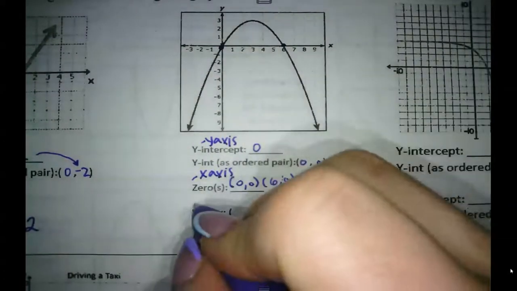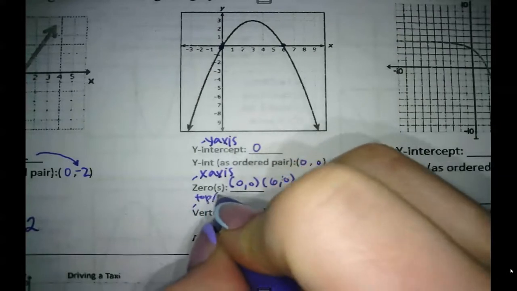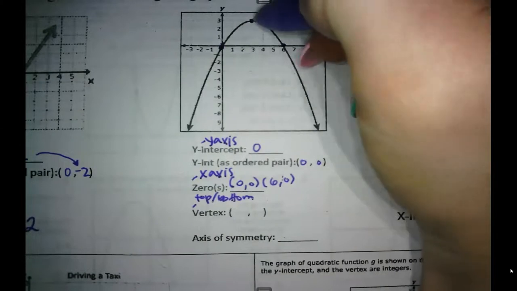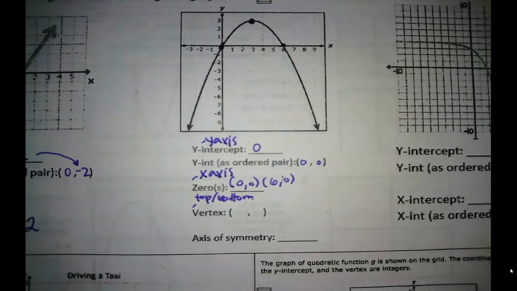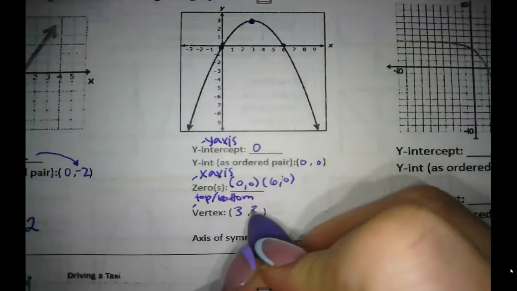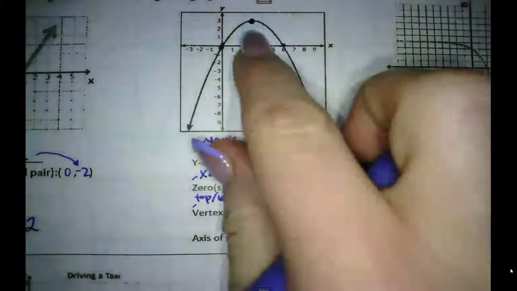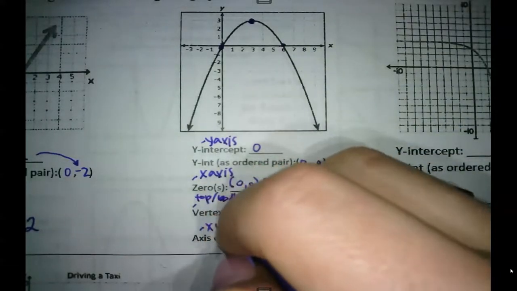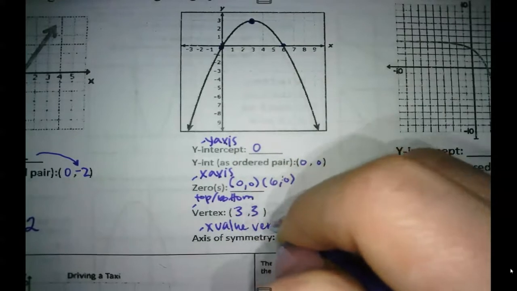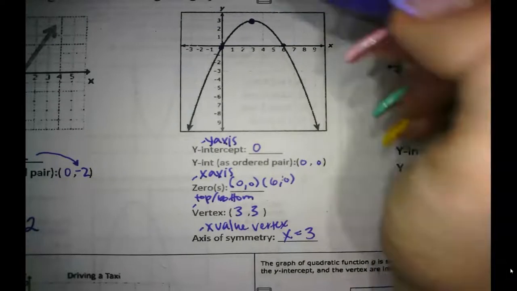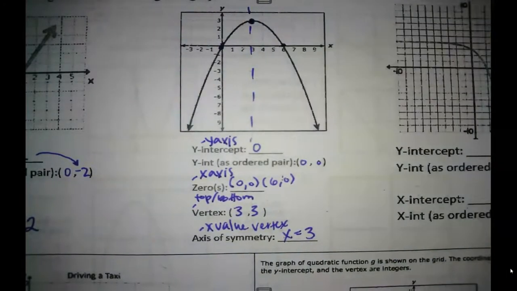Remember, my vertex is the top or the bottom, right where it starts to curve. And that's curving right here at this point. And that point is (3, 3). Remember, my axis of symmetry is the x value of your vertex. So that's x equals 3. And if we were to put that on the graph, that would be this imaginary line right there.